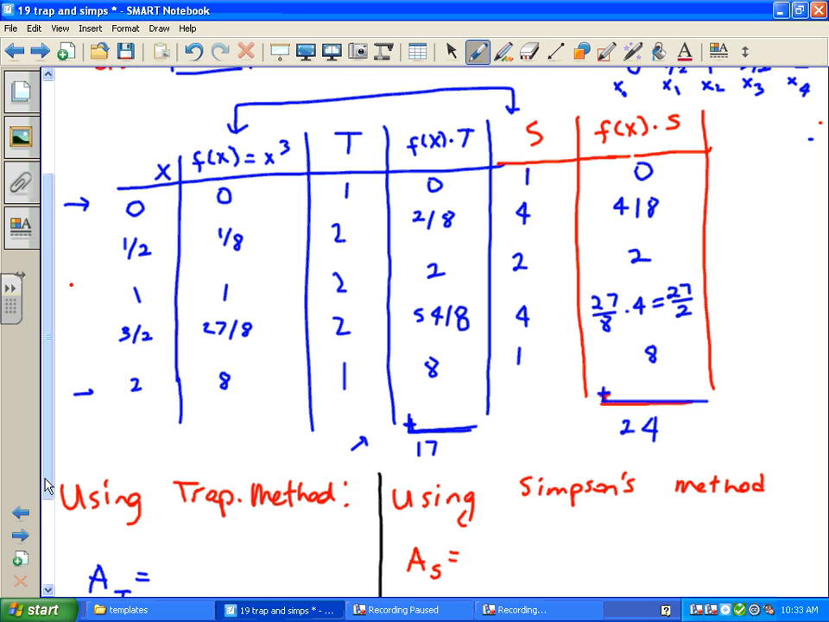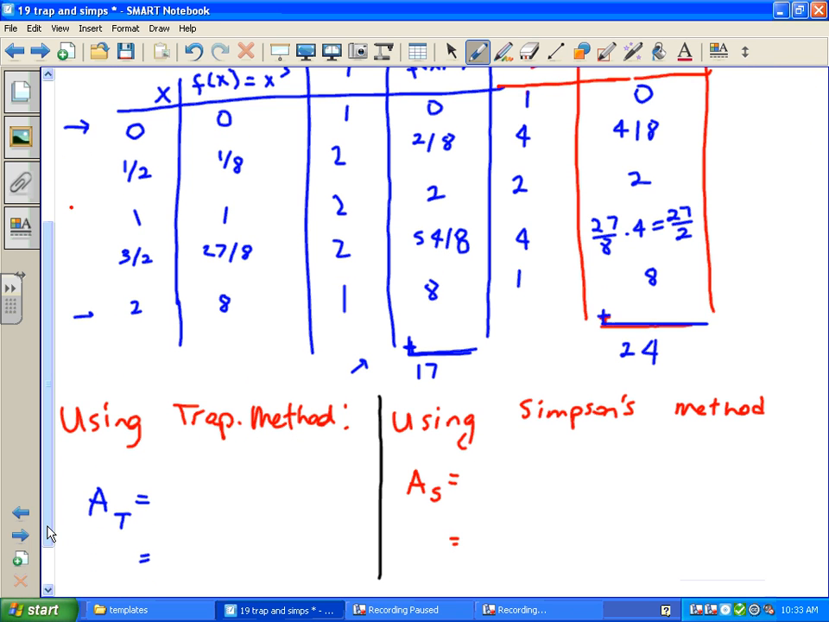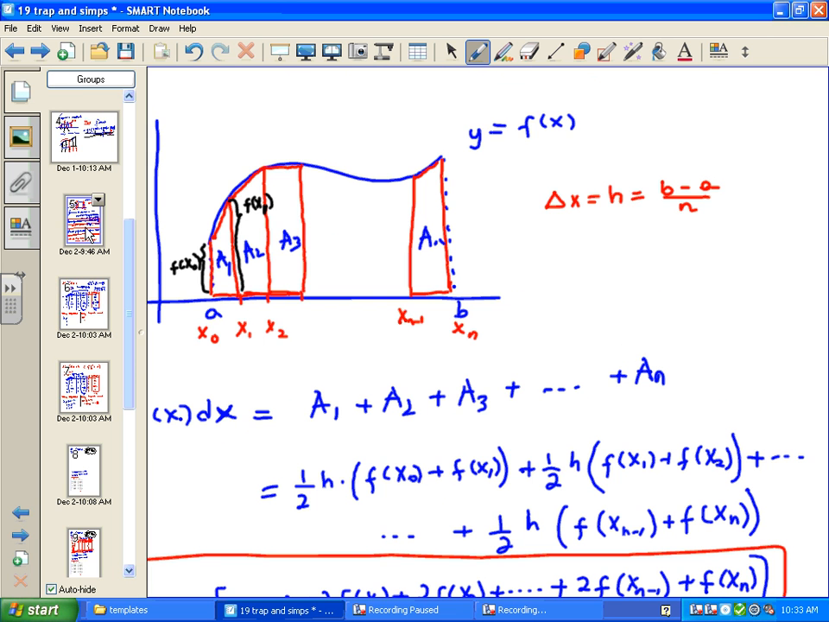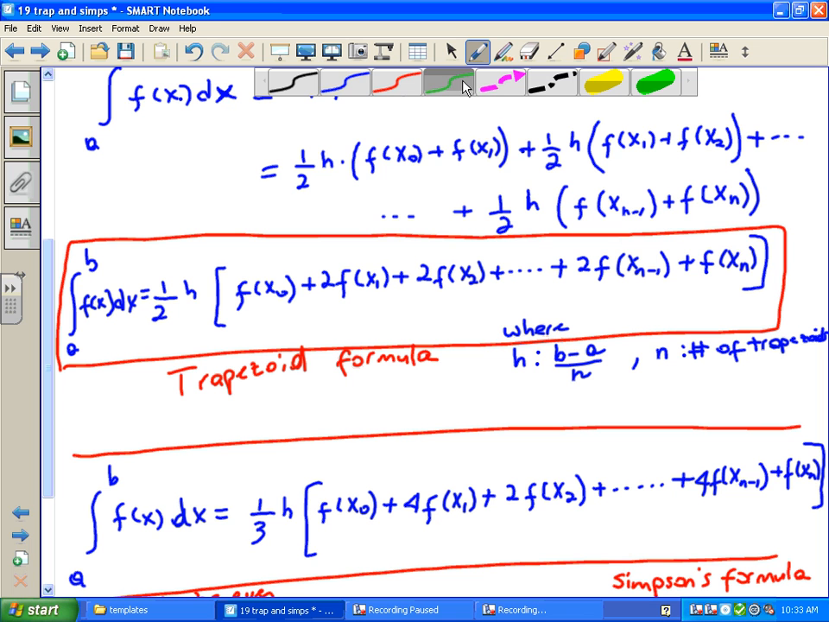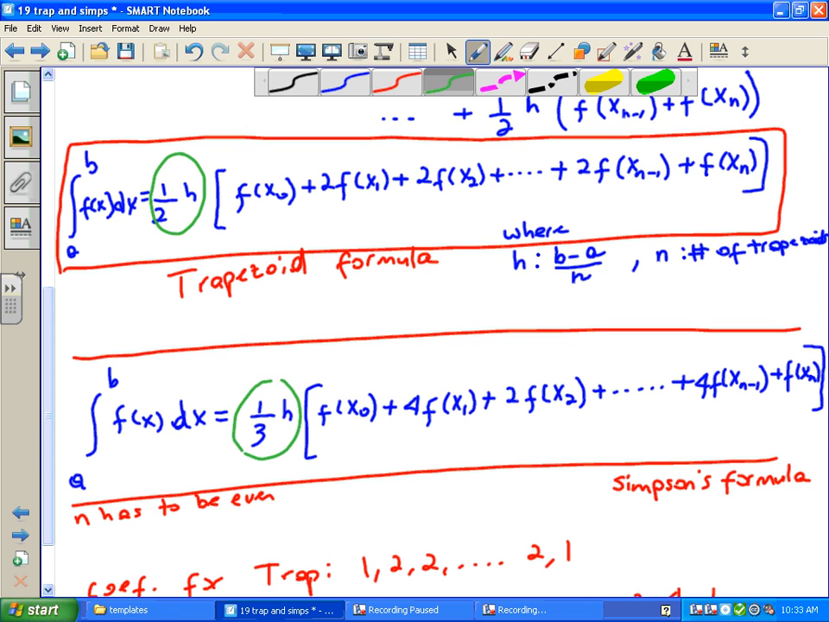Now, let's get the answer using the trapezoid method on the left-hand side here. With the trapezoid method, what was that coefficient up front? Again, I'm going to bring the formula back one more time. The coefficient up front with the trapezoid method was 1/2 times h, right? And what was that coefficient for the Simpson's method? 1/3 times h. So remember those two coefficients as we go back and finish the problem that we have just started.